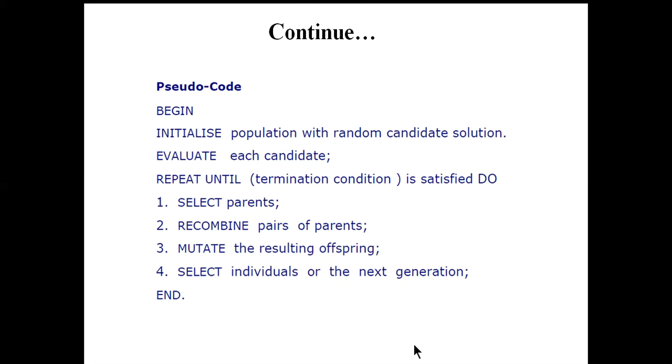resulting offspring. And after that, we again select the resulting offspring and move to the next generation. And this process will be continued until the termination condition has been reached.